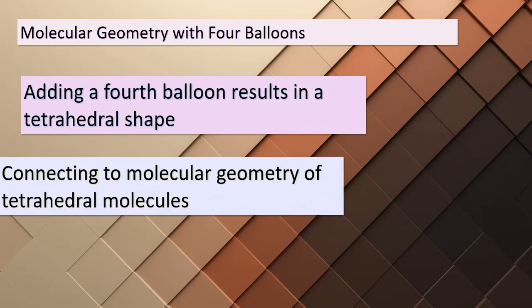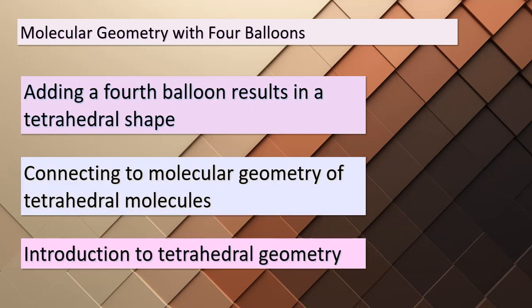Brilliant observation. Now, let's take the balloon analogy one step further. When we add a fourth balloon, they adopt a tetrahedral shape, a pyramid-like arrangement. This directly corresponds to the molecular geometry of tetrahedral molecules. The VSEPR model helps us predict such intricate shapes. So far, we've seen that there's an optimum geometry for each number of balloons or valence electron pairs. This understanding is crucial as we dive deeper into molecular shapes.